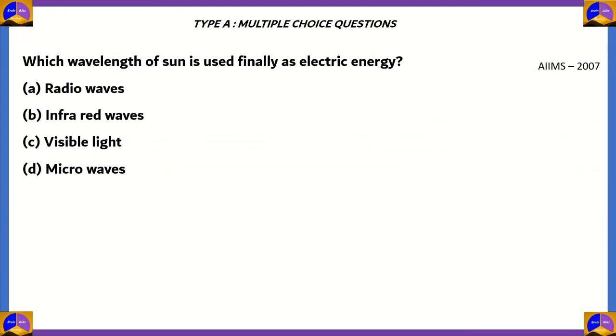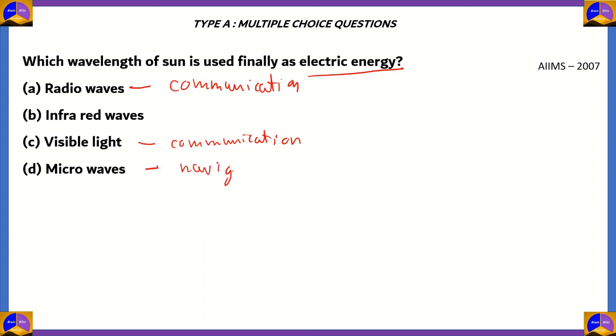Let's look at our next question. Which wavelength of sun is used finally as electric energy? So if we look at our given options, radio waves are used for communication. Visible light is also used for communication, because without light we cannot see, gathering information. Microwaves, they are used for navigation, the radars, and also cooking.